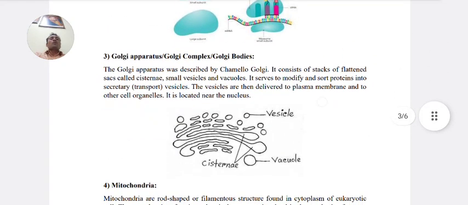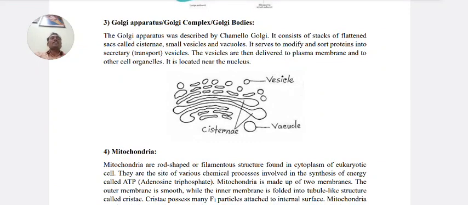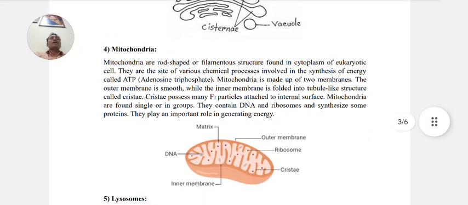The second organelle is the Golgi apparatus or Golgi bodies. The Golgi apparatus was described by Camillo Golgi, and it consists of flattened sacs called cisternae and small vesicles, and it serves to modify and sort proteins. The vesicles are then transported from the Golgi to the plasma membrane and other parts of the cell, and it is located near the nucleus. Then mitochondria. Mitochondria is the powerhouse of the cell.